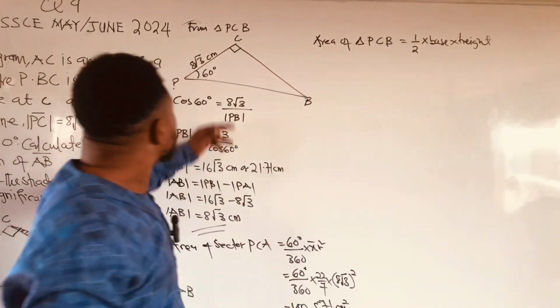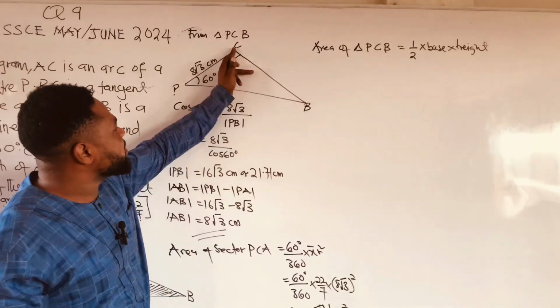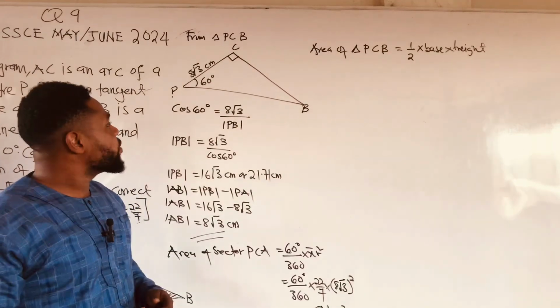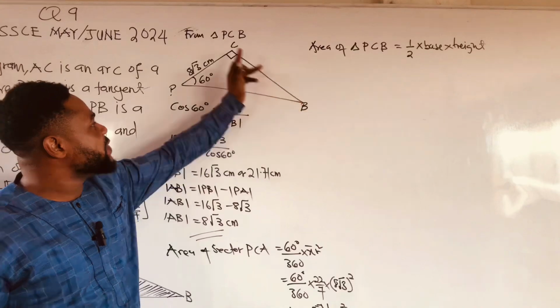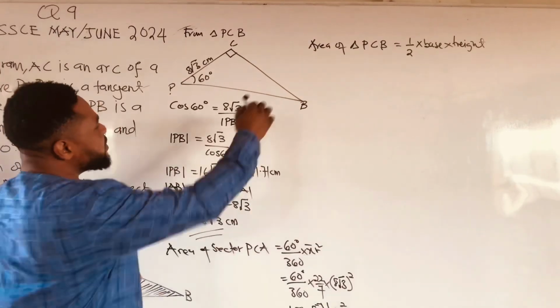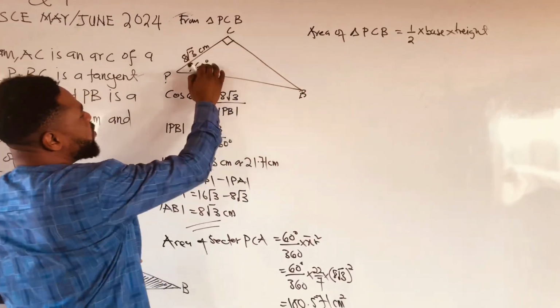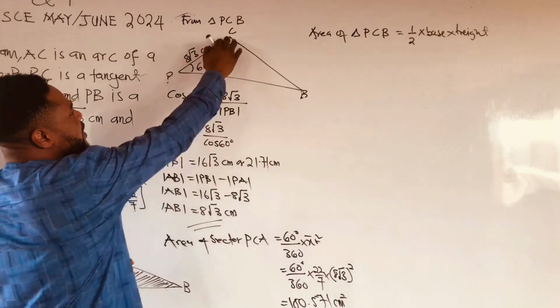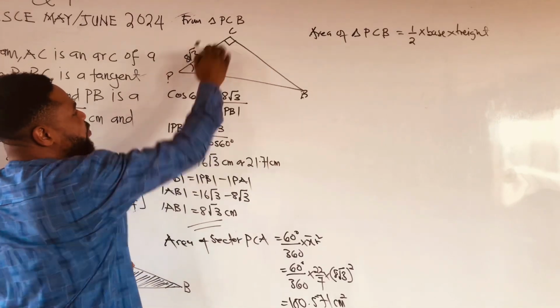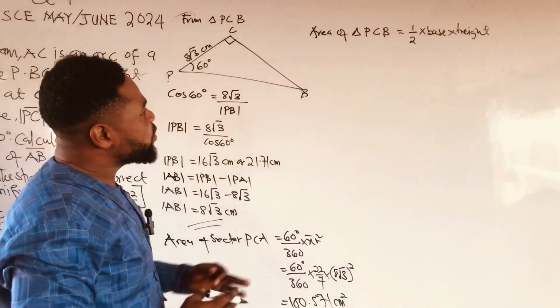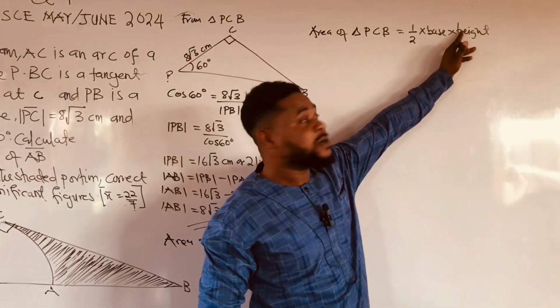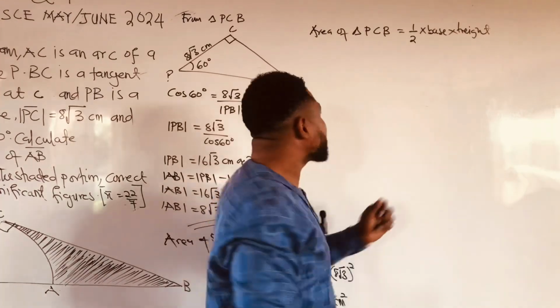But from B to C, which is the height, we don't know. So we look for BC, all right? And BC is opposite to this angle, and we have PC, which is adjacent. So we can find our height before we find the area.